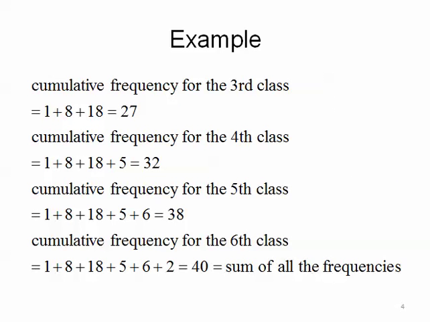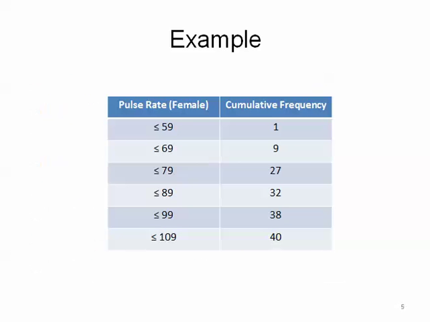By following a similar procedure, we add up all the frequencies up to each certain class. So up to the third class, you have 1 plus 8 plus 18 equals 27. The fourth class, you have up to 32. And then for the last cumulative frequency, you have 40. So that's just adding up all the frequencies for each class. Okay, so that's the idea. Once that is done, you can write out all the cumulative frequencies. So we have 1, 9, 27, 32, 38, up to 40.